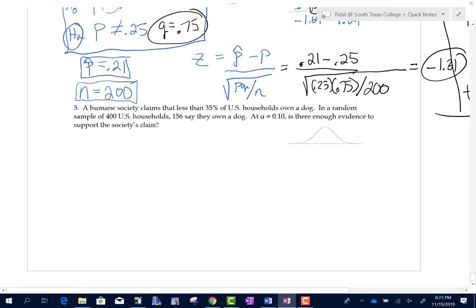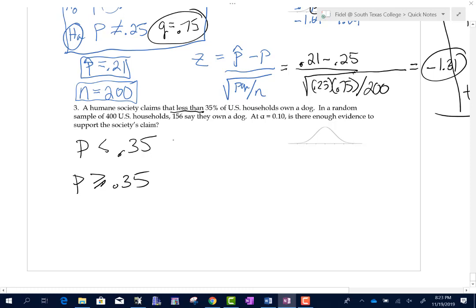Hey guys, we got one last problem here. Let's take a look. It says a Humane Society claims that less than 35% of U.S. households own a dog. Okay, so let's figure out what their claim is. P, less than what percent? 0.35? Okay. So guys, what is the complement? What's the opposite of saying something is smaller than 0.35? Greater than or equal to. Boom, equal to 0.35, okay?